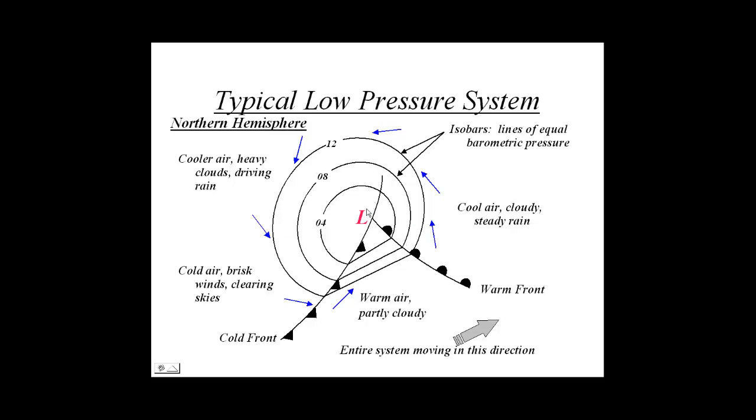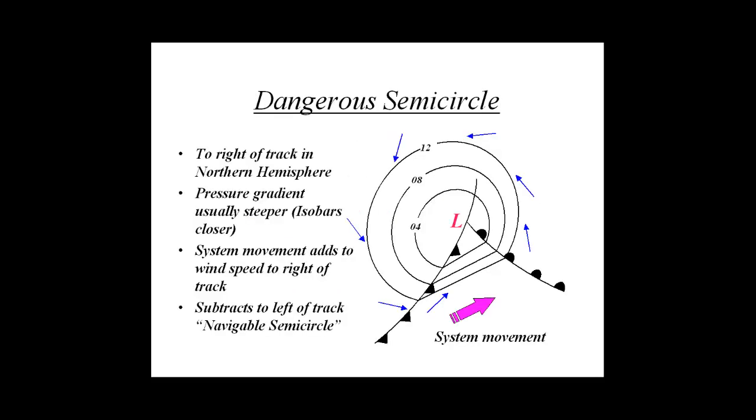Of all the things in weather, the thing that you should best understand is a low pressure system, the structure, the movement, and the functions, if you will, of a low pressure system. It's vitally important to a sailor offshore, to a sailor anywhere. Let's look at another aspect of this low pressure system, and that is the dangerous semicircle.